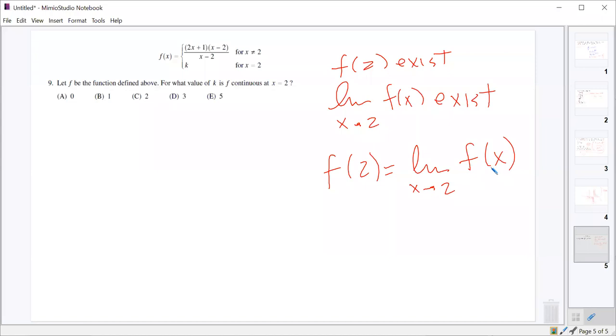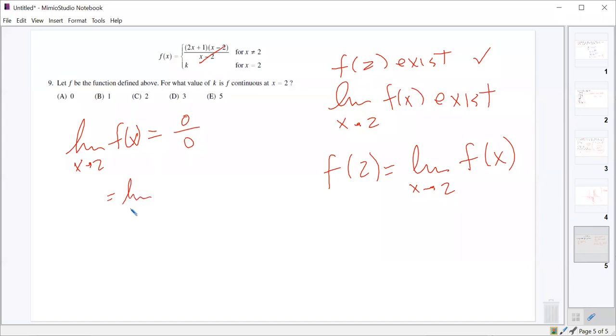So in order for f to be continuous at 2, f of 2 must exist. Does it exist? Yeah, it's k. Check, done. Does the limit as x approaches 2 of f of x exist? Well, the limit as x approaches 2 of f of x is 0 over 0, right? Plug in 2 to this, you get 5 times 0 over 0, 0 over 0. So we can use either L'Hopital's rule, which seems unnecessary because we can just cancel out those x minus 2's.